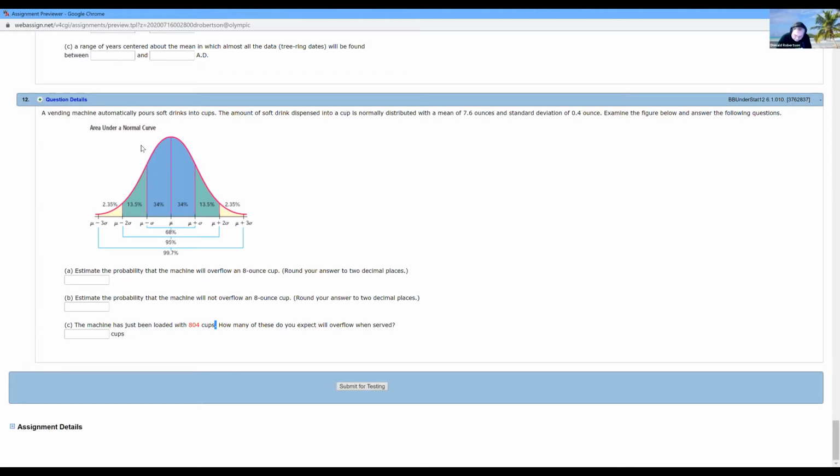I'm writing this down, you'll see it in a minute. We have 7.6 is the mean, and the standard deviation is 0.4. Estimate the probability that the machine will overflow an 8-ounce cup. Okay, a vending machine automatically pours soft drinks. Okay, so I now know what they're on about. I'm going to leave that and show you the picture.